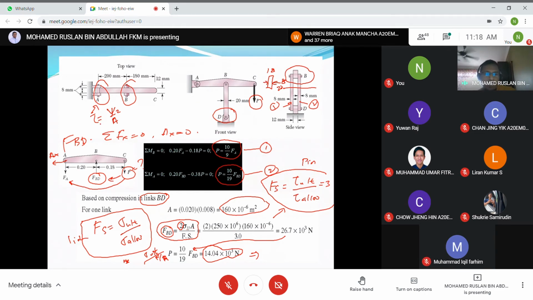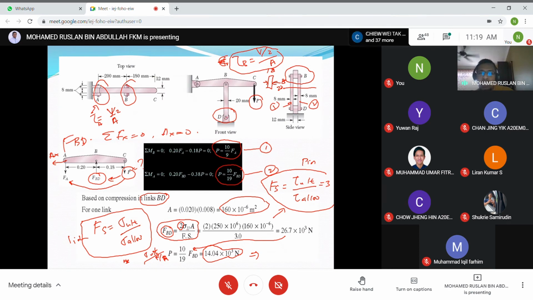So this is for A, and for B, tau B, the same thing, equal to V divided by 2 because of double shear, divided by the area. This is the formula for tau. And tau B is equal to tau D because the force at B equals the force at D.